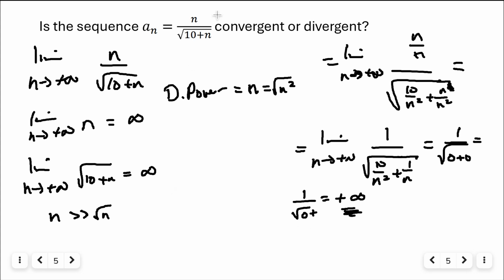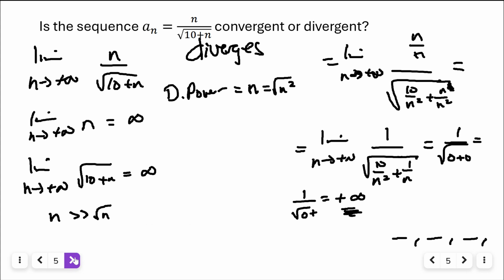So we would say that this sequence diverges. It just means that the numbers at the end of this list are going to be so large that they're not going to approach a finite value. That's what the difference is.